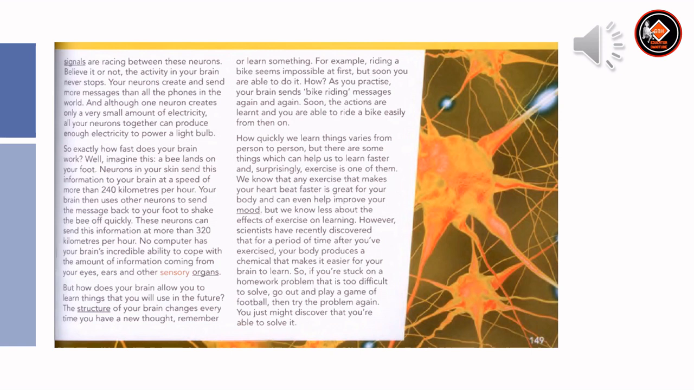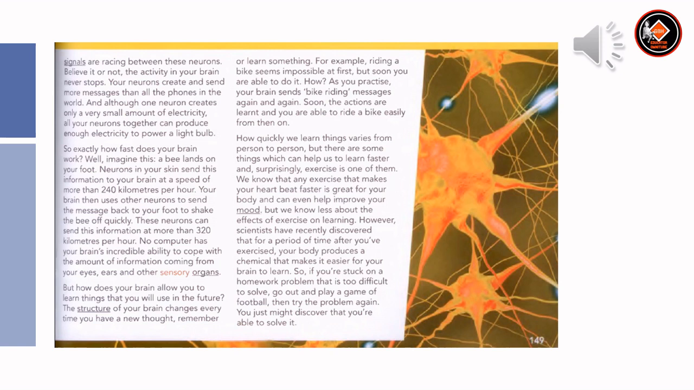So exactly how fast does your brain work? Well, imagine this: a bee lands on your foot. Neurons in your skin send this information to your brain at a speed of more than 240 kilometers per hour. Your brain then uses other neurons to send the message back to your foot to shake the bee off quickly. These neurons can send this information at more than 320 kilometers per hour. No computer has your brain's incredible ability to cope with the amount of information coming from your eyes, ears and other sensory organs.